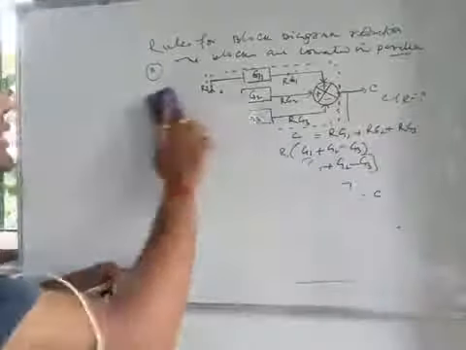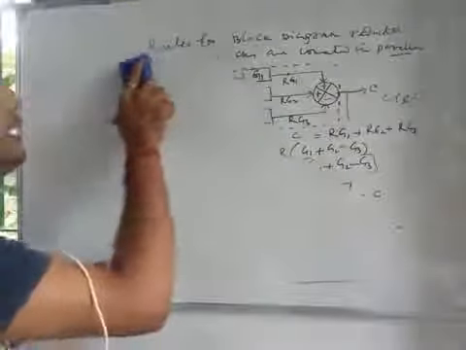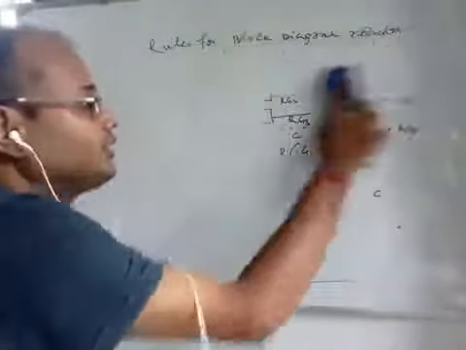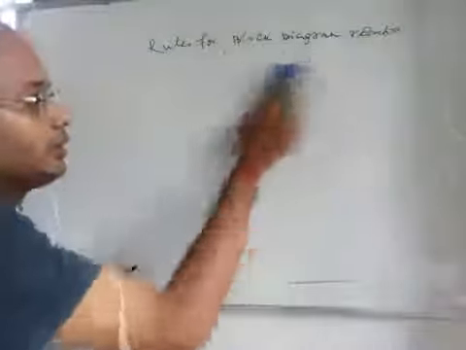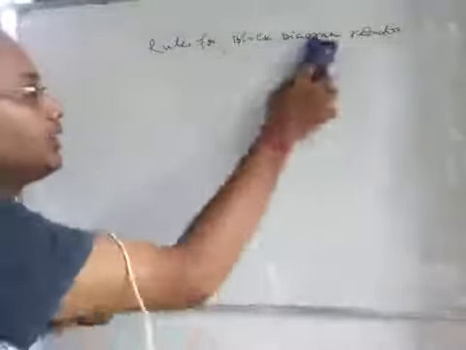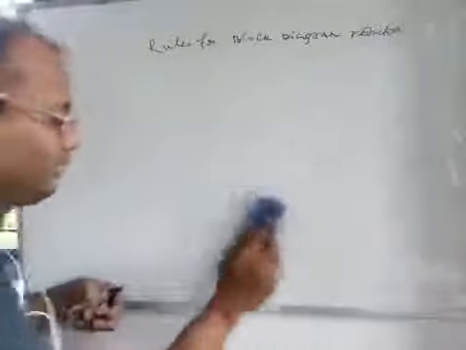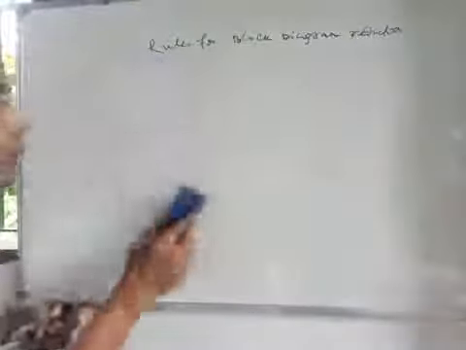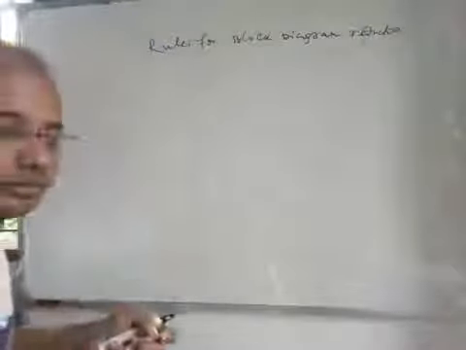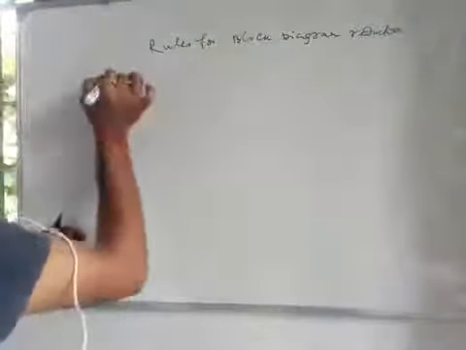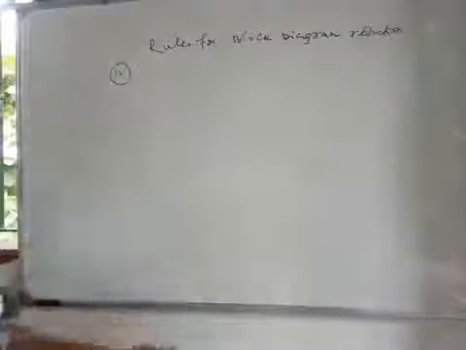Now what happens if the different summing blocks or takeoff blocks are shifted to either side of the block? In many cases this is very common in practice, to do this type of job. So, our next rule is like this.